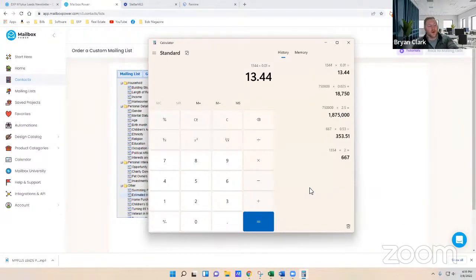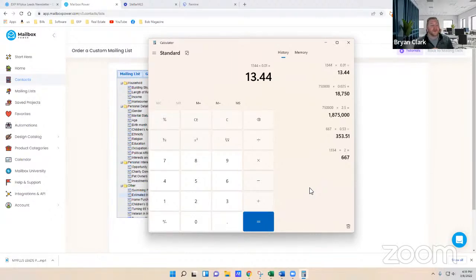So ultimately, if you were to mail out this list of 1,344 people, you'd actually be looking at roughly 27 leads that would be hitting your database. And these are people that are either going to your website or they're giving you a call directly because they got that postcard. So it's extremely powerful getting in front of those folks.